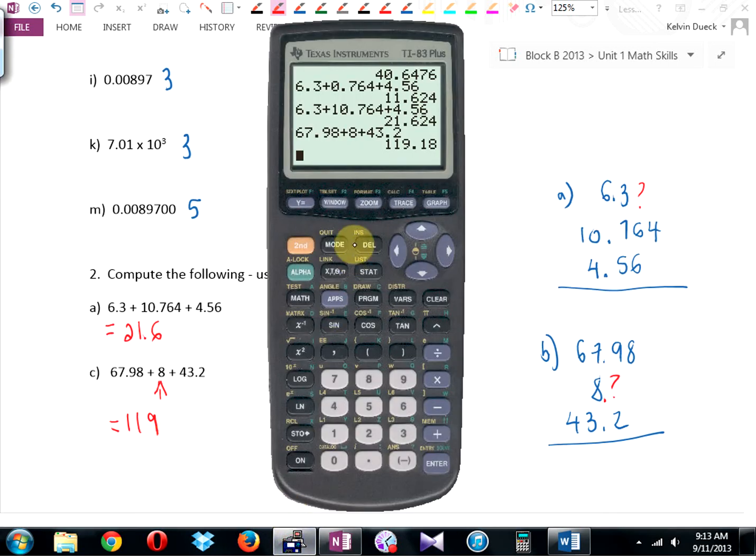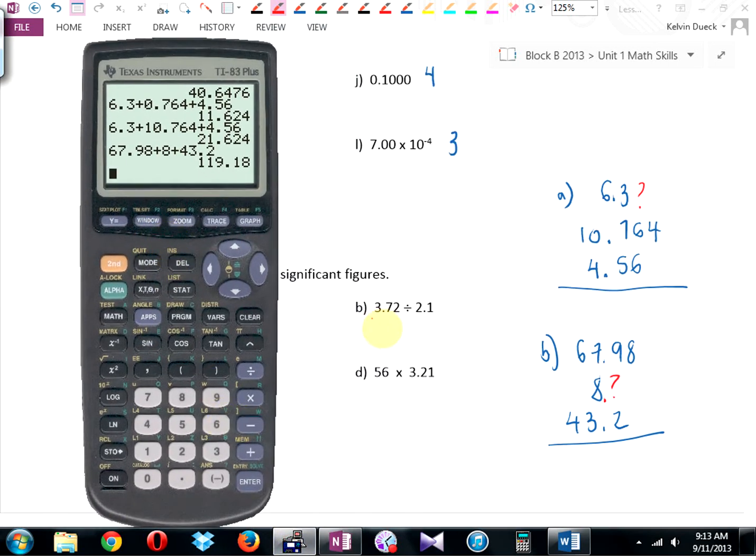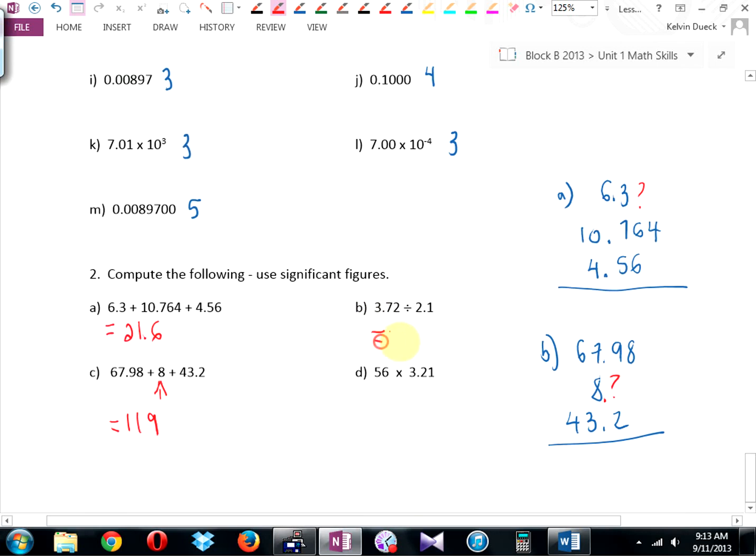Multiplying and dividing. How many sig figs is my answer in B going to get rounded off to? 2. So it's going to be 3.72 divided by 2.1. I go 1, 2. I stop there. What's next to the 7? Another 7. So 1.8.